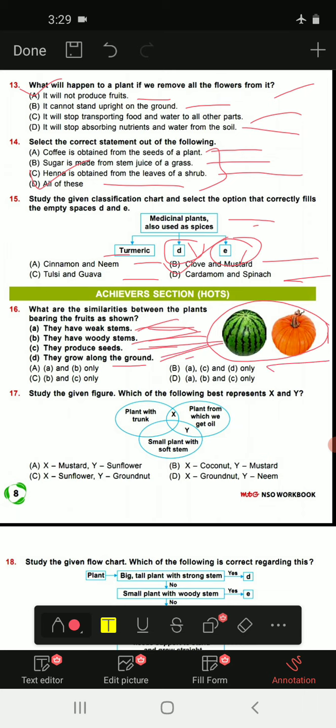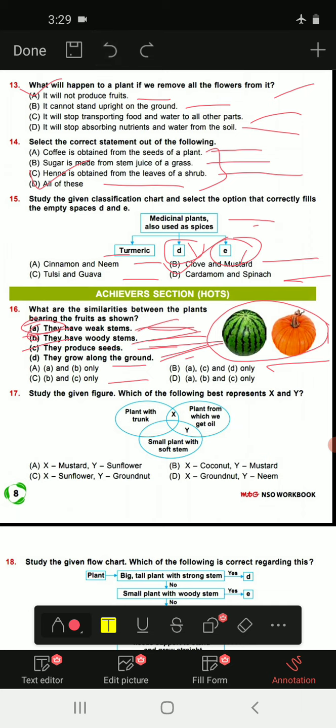Option C is B and C only. B is they have woody stems, and C is they produce seeds. This is option C. And option D is A, B and C only. A, they have weak stems. B is they have woody stems, and last one is C, that is they produce seeds.